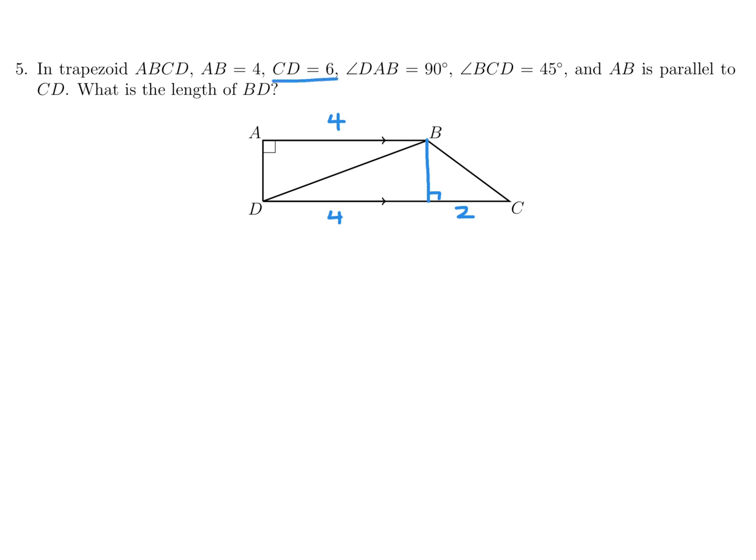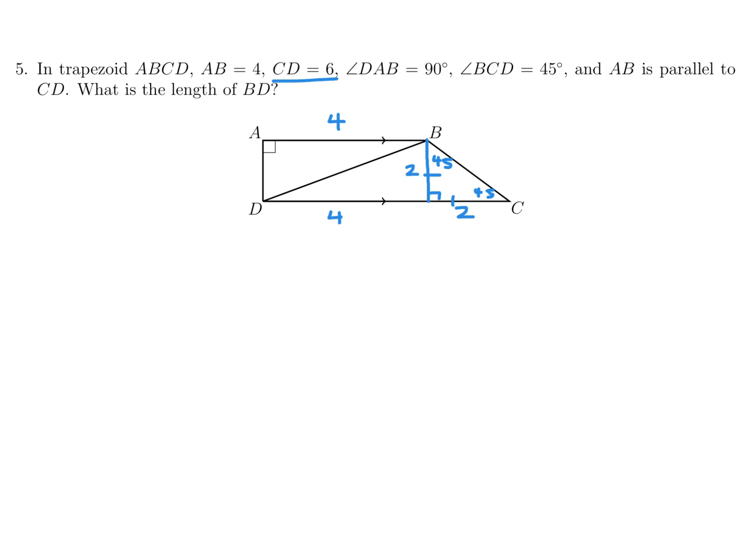Anything else we can label here? Well, let's talk about the angles then. BCD is 45 degrees. Well, if that's the case, then that's 45 in that triangle. Then that means this is the same as that. That makes it isosceles, so that means that top to bottom length is 2.